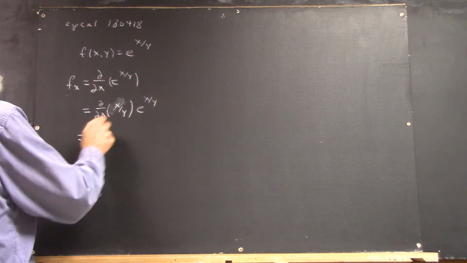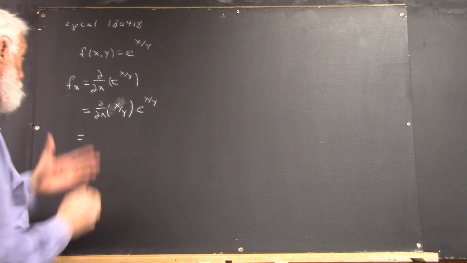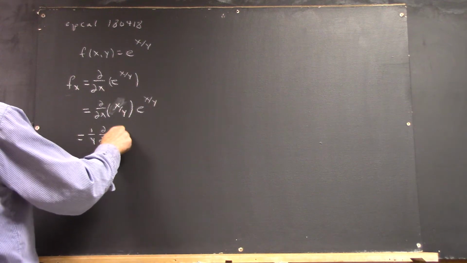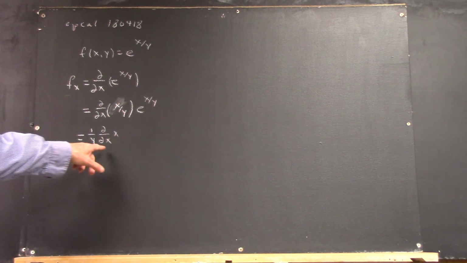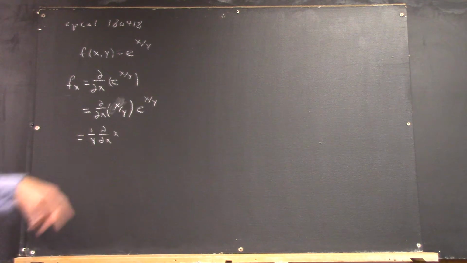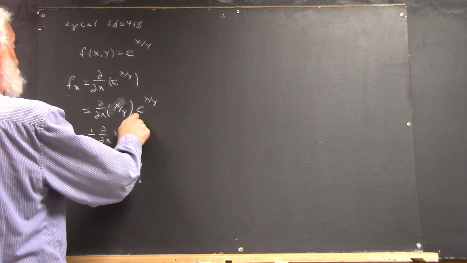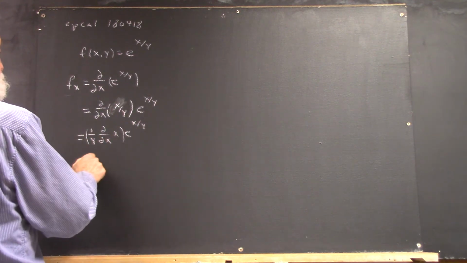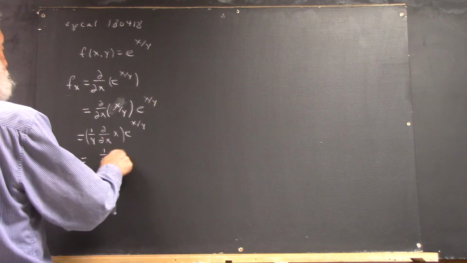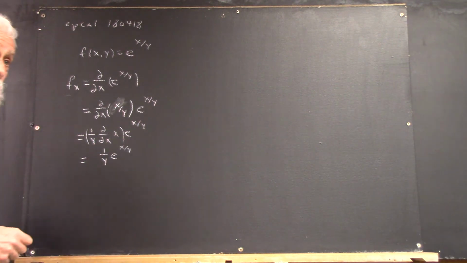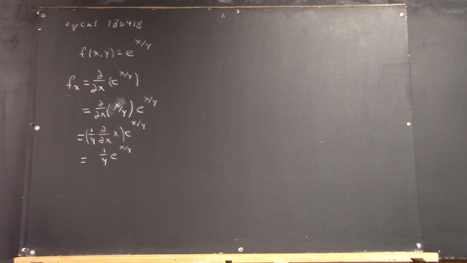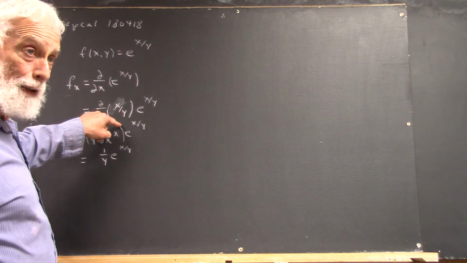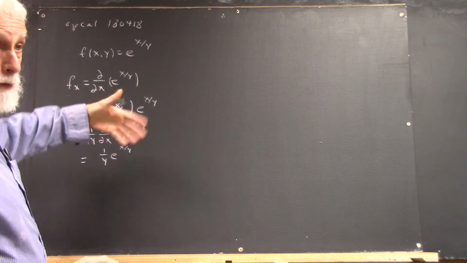Well, you're treating y as a constant. So we could write that as 1 over y times a partial derivative with respect to x of x, right? And then, of course, it's times e to the x over y, which is just 1 over y, e to the x over y. Okay? In other words, if you treat y as a constant, the derivative of x over y is just 1 over y, because the derivative of x is just 1.